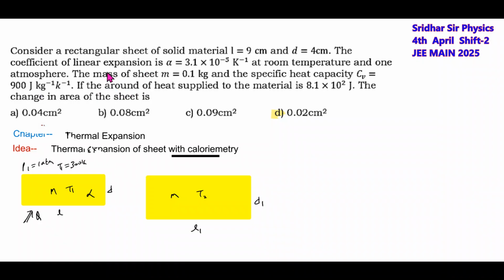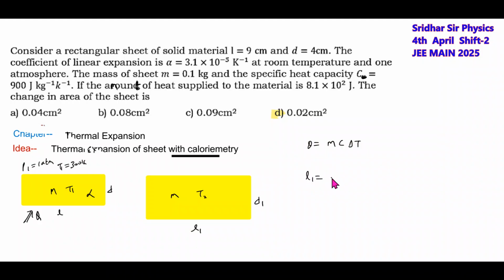If the amount of heat supplied to the material is 8.1 times 10 to the power of 2 joule, find the change in area of the sheet. Okay, now I supply the heat. Q equal to M C delta T, where C is the specific heat. Then this change in temperature will lead to the change in area. They are asking the change in area of the sheet.